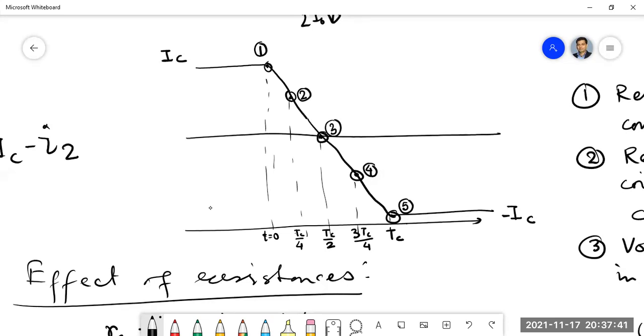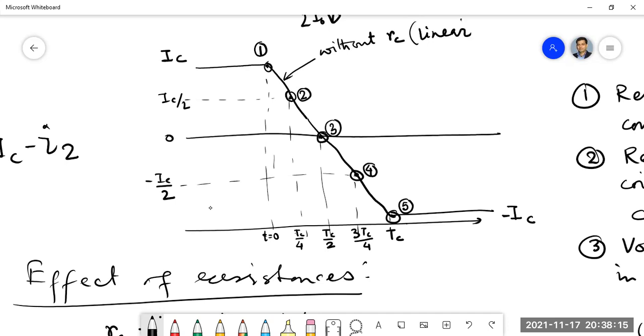So where will I get the straight line? Because this is IC by 2, this is 0, this is minus IC by 2. So I will get the straight line if I don't consider RC. Am I right? Isn't it? And it is perfectly linear, a straight line. Okay?